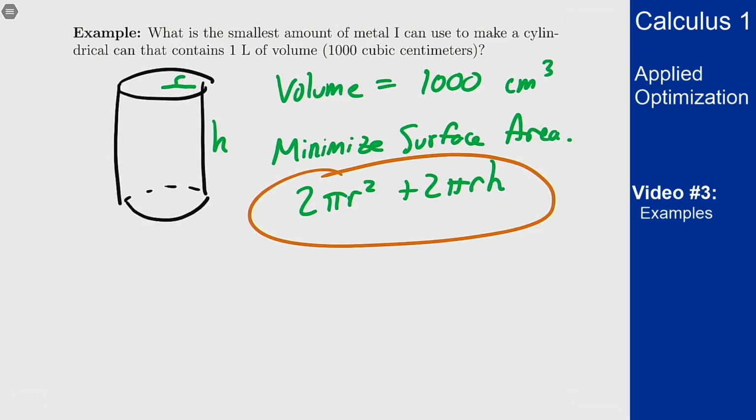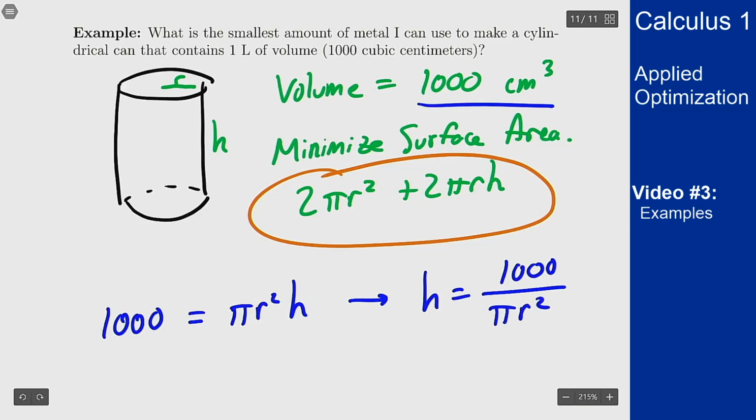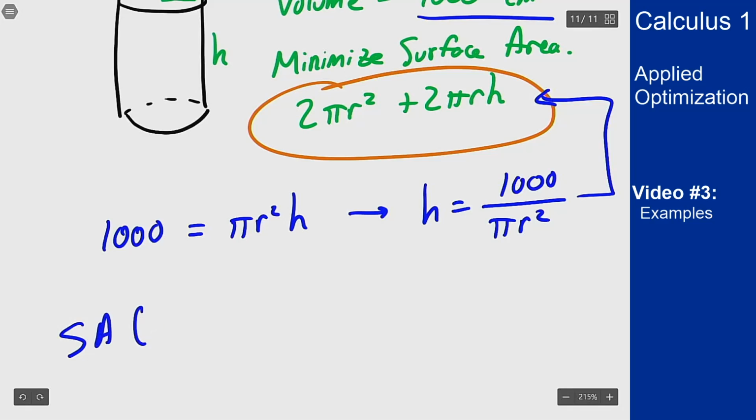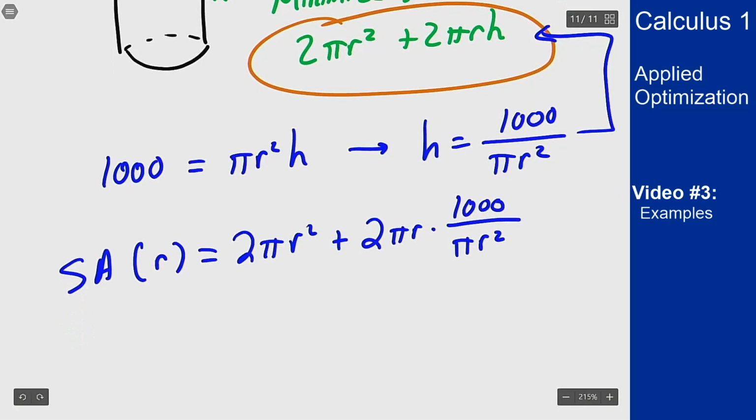How am I going to get this down to one variable? I'm going to use the volume. The volume of a cylinder is pi r squared times h. So we know that 1,000 equals pi r squared times h, or that h is 1,000 over pi r squared. I can plug that in here to simplify my equation. So my surface area as a function of r is going to be 2 pi r squared plus 2 pi r times 1,000 over pi r squared. Simplifying this out, 2 pi r squared plus 2,000 over r.